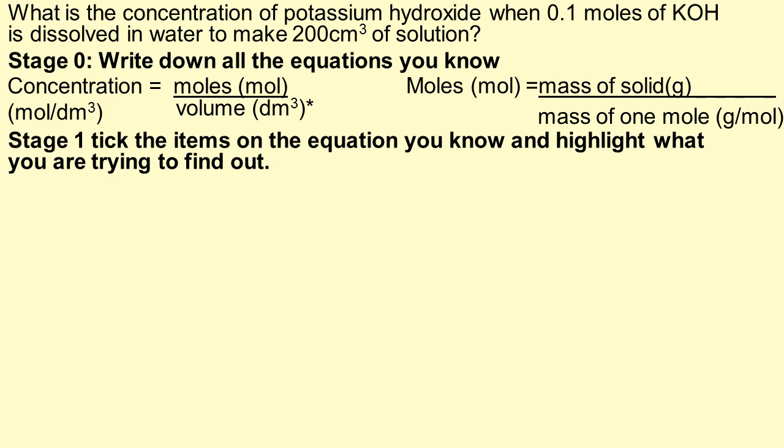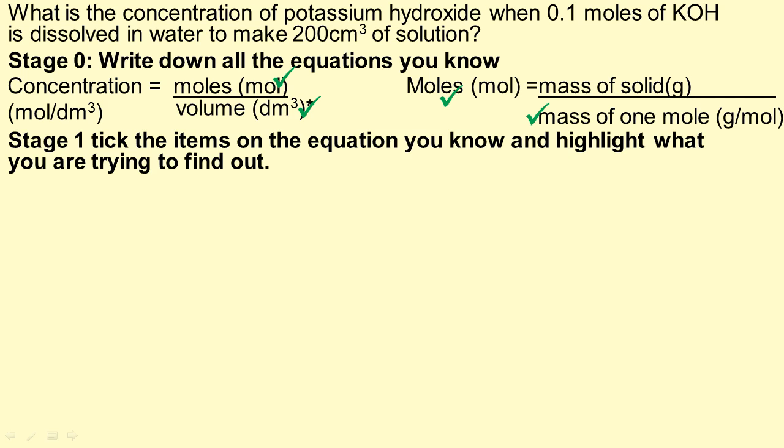Stage 1, for this question, you want to put ticks on the two equations for anything you know. So it states 0.1 moles, so you can tick the moles in either of the equations. It states a volume of solution. And again, the only other thing is you could work out the mass of 1 mole of potassium hydroxide given the formula there.